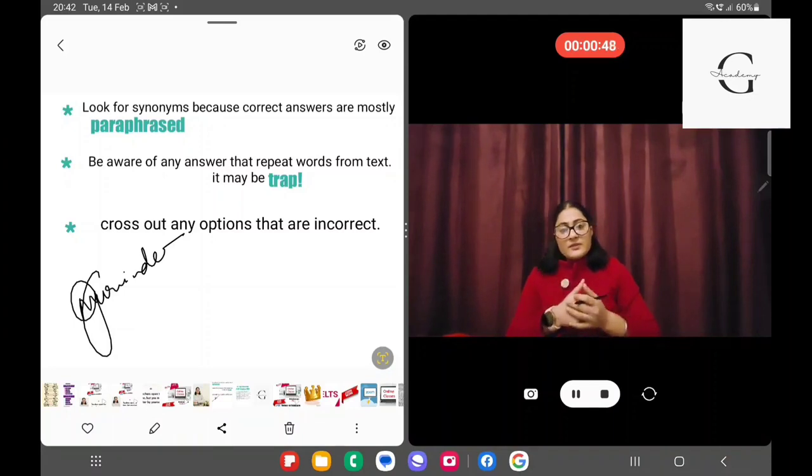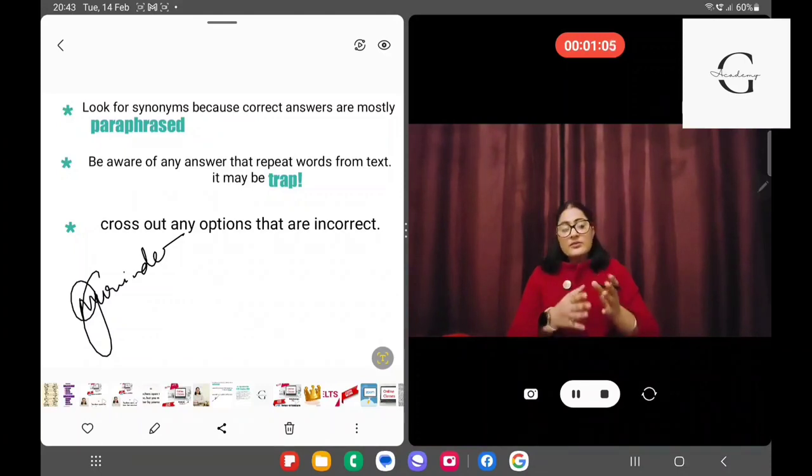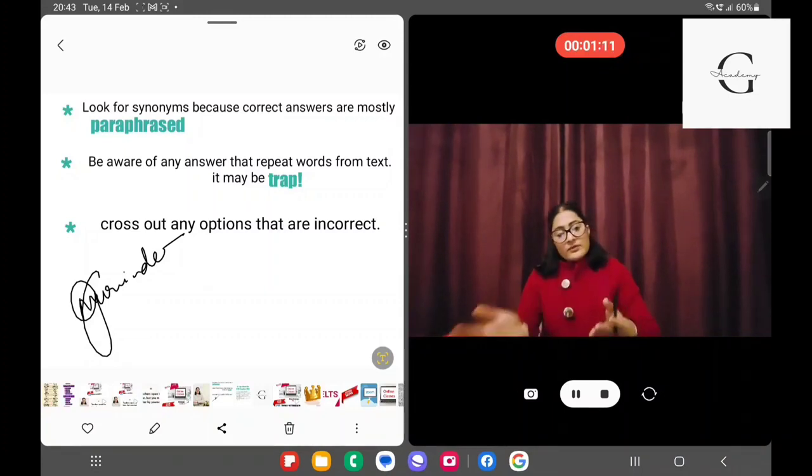The second tip is be aware of any answer that repeats words from the text. It may be a trap, because as I just told you, most answers are paraphrased. It's an IELTS test, an international English language test, so they are checking your English level. They're going to trap you by giving you some similar words.